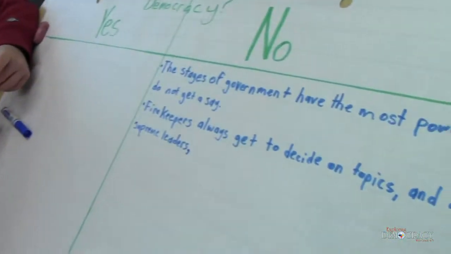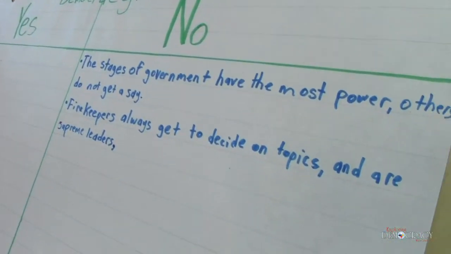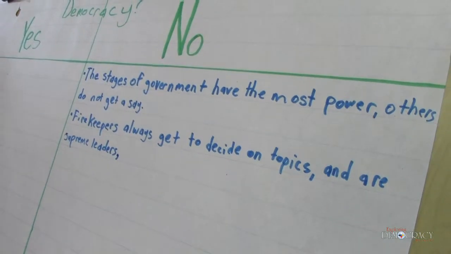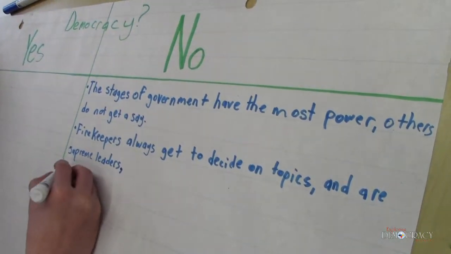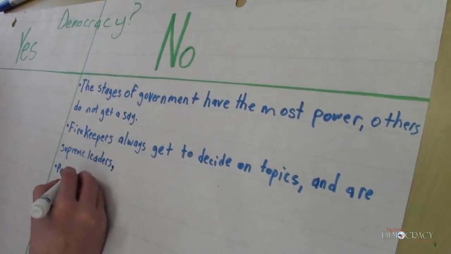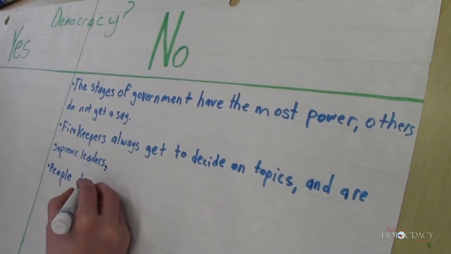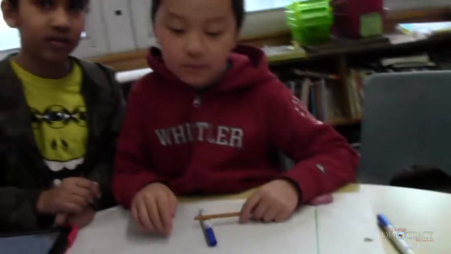The stages of government have more power than the people who actually live there, and the firekeepers always get to decide on topics, and the supreme leaders. And people don't get to vote.